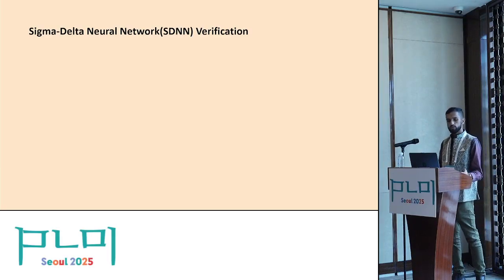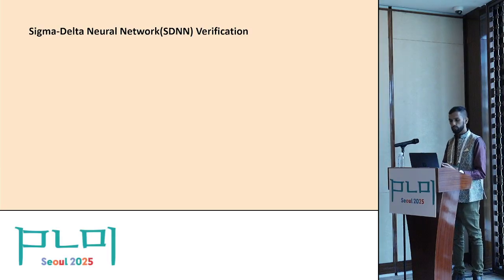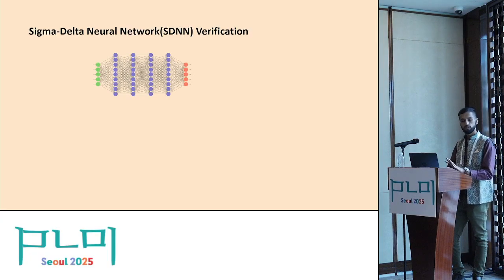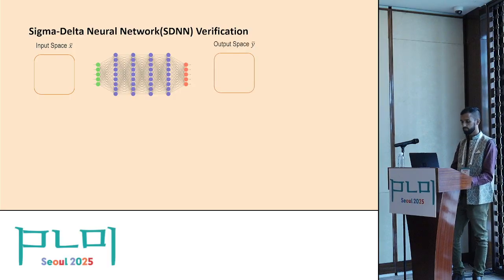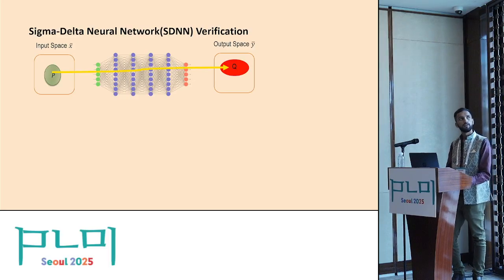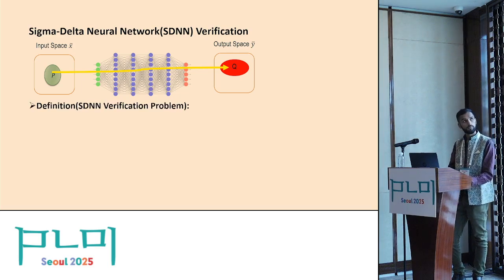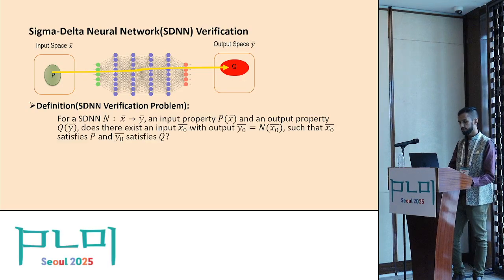Before going to the sigma delta neural network, we first define the verification problem. Let's suppose this is an SDNN, and there is an input space x bar and an output space y bar. We first define an input property P over the input space, and also an output property Q over the output space. After defining these, the verification problem in the case of SDNN is as follows.